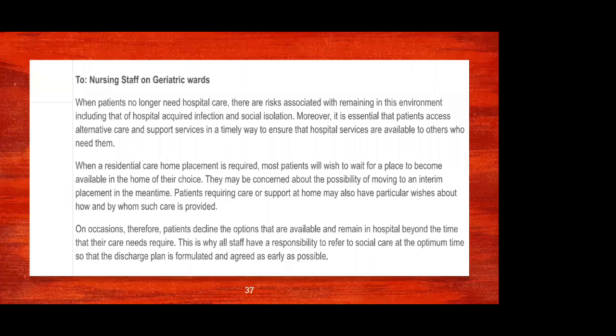When a residential care home placement is required, most patients will wish to wait for a place to become available in the home of their choice. They may be concerned about the possibility of moving to an interim placement in the meantime. Patients requiring care or support at home may also have particular wishes about how and by whom such care is provided. On occasions, therefore, patients decline the options that are available and remain in hospital beyond the time that their care needs require. This is why all staff have a responsibility to refer to social care at the optimum time so that the discharge plan is formulated and agreed as early as possible. So, it is to a nursing staff on geriatric ward.